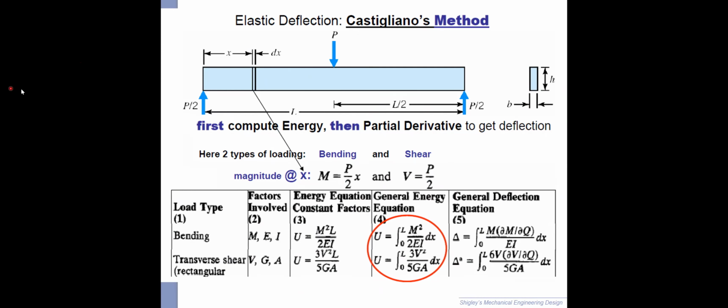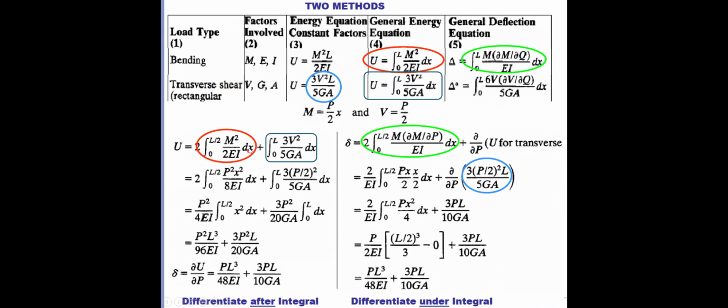Okay, in this case, we have two types of loading, bending and shear. Therefore, we have to figure out the energy for bending and the energy for shear. I already mentioned this previously. We got its energy for bending, and also its energy for shear. And what's next? You can get the total energy, bending and shear, and we take the derivative.